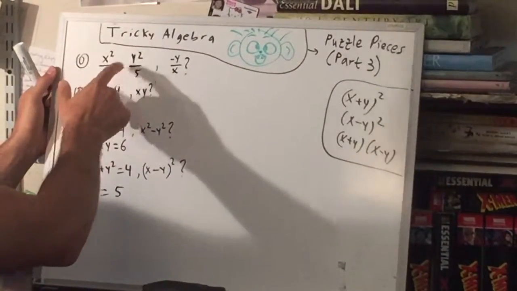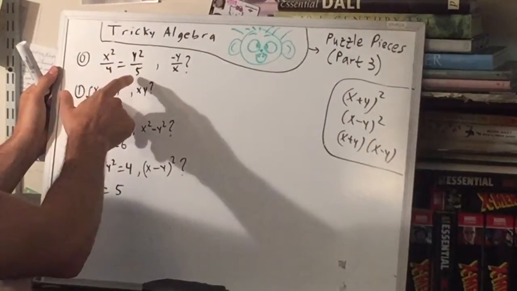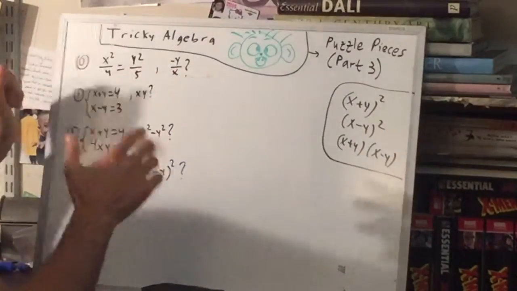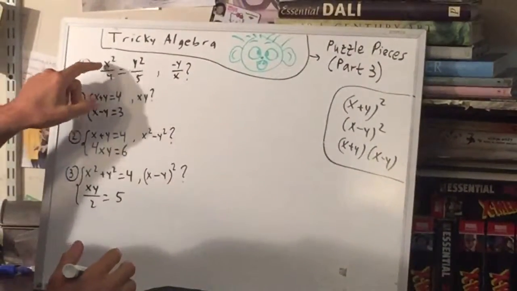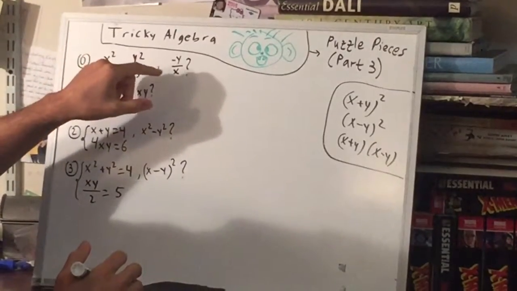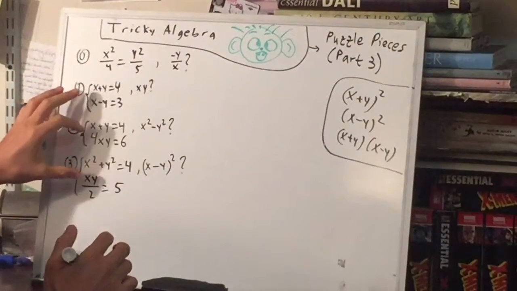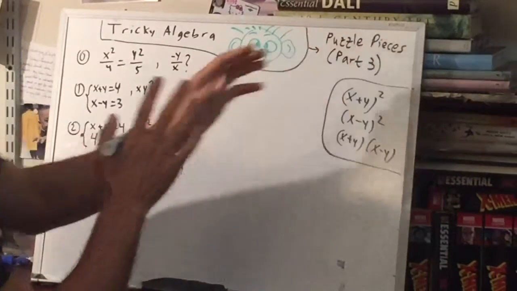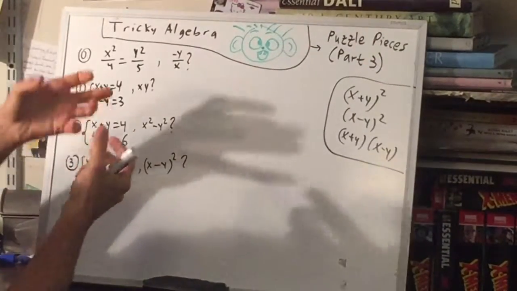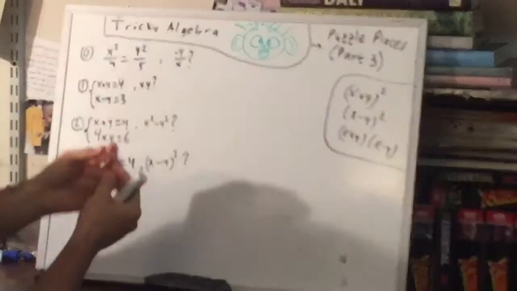X squared over 4 equals y squared over 5, and the question is, what is negative y over x? This is just meant to illustrate one point, which is we don't have to find x and y to solve this. So for the rest of these problems, the tricky approach will involve using puzzle pieces where we don't even find the x's and y's, we just work with the big pieces rather than the little details.